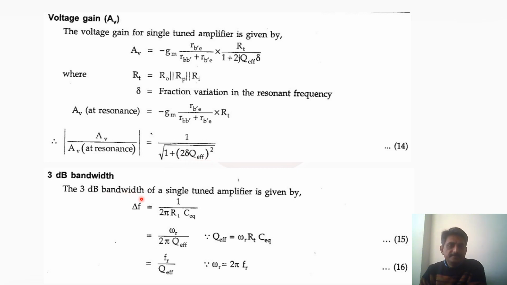The 3 dB bandwidth of a single tuned amplifier is given by delta f equals 1 upon 2 pi RT C equivalent, which is omega r upon 2 pi Q effective, where Q effective is omega r RT into C equivalent, that is fR upon Q effective, because omega r is equal to 2 pi fR.